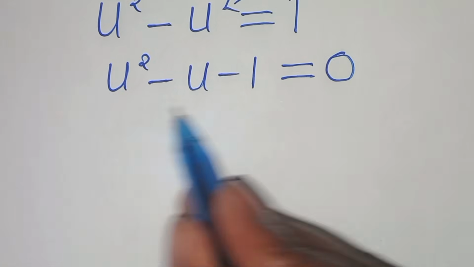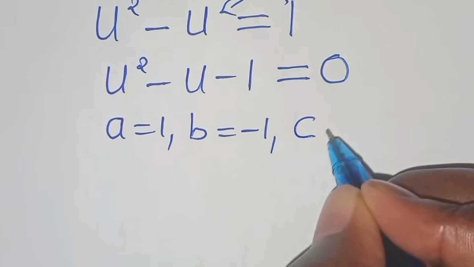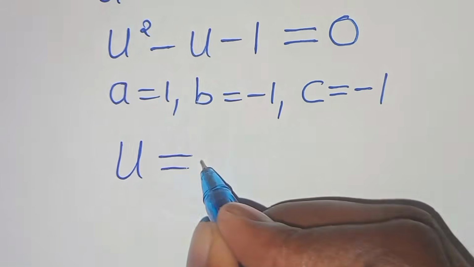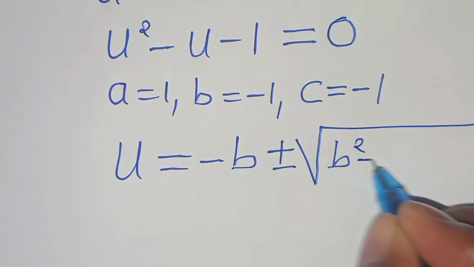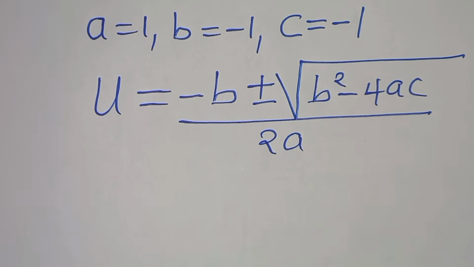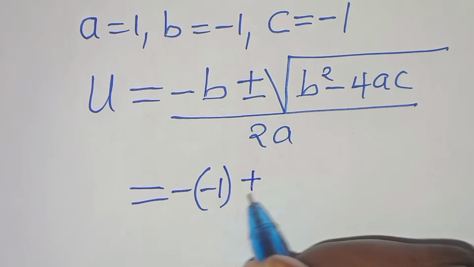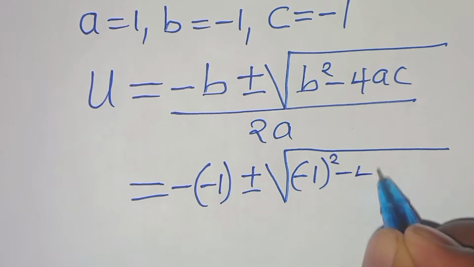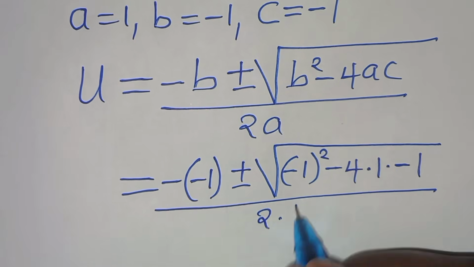Now this is a quadratic equation where we have a is equal to 1, b is equal to minus 1, and c is equal to minus 1. Now we can solve for u by introducing quadratic formula, which is minus b plus or minus the square root of b squared minus 4ac, everything here divided by 2 times a. Now let's substitute the values of a, b, and c so that we have minus 1 plus or minus the square root of minus 1 raised to the power of 2 minus 4 times a, which is 1, times c, which is minus 1, everything here divided by 2 times 1.